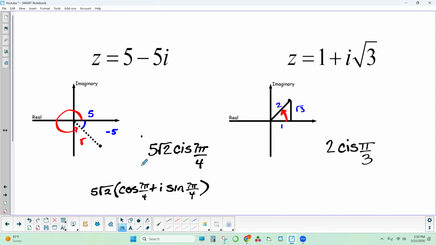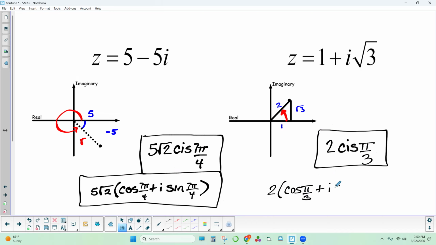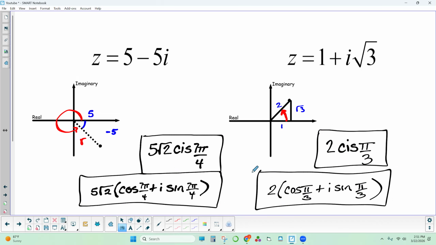Okay? So these are our conversions of a complex number from rectangular form to trig form. Okay? And again, this is the extended form of that. We can also extend this one. This would just be 2 times cosine pi over 3 plus i sine pi over 3. All right? And that's how you convert them.